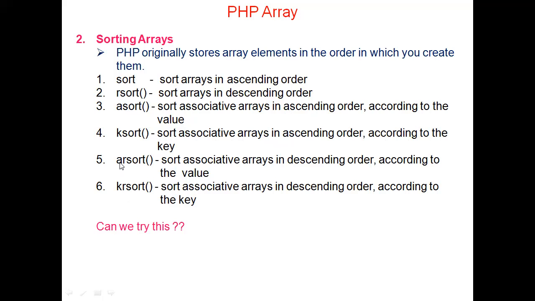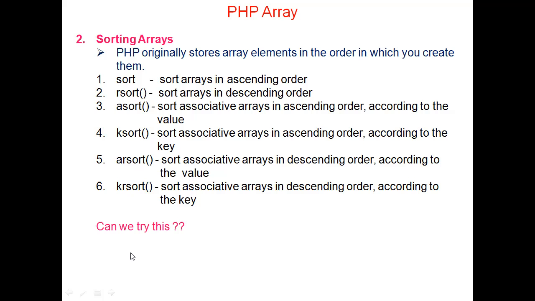A means associative, R means reverse. So sort the associative arrays in descending order according to the value. Here it works by value, and if we say K, it works by key. Here also look, A R means by value, by default it works by value. And then suppose you are going to use K, that is the key.